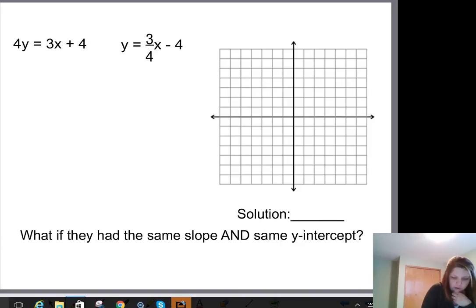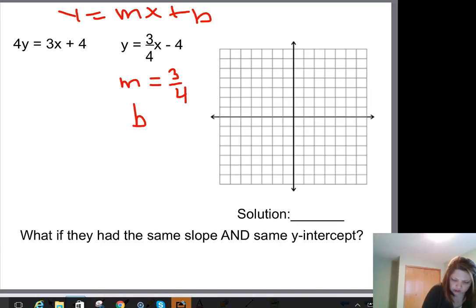Okay, so first thing, y equals mx plus b. My pen doesn't want to draw a right b here. Okay, perfect. So m is 3/4 for the second equation and b is negative 4. I started with this one because this one is already in slope-intercept form. This one is not. And the reason for that is because we have 4y, not just y.